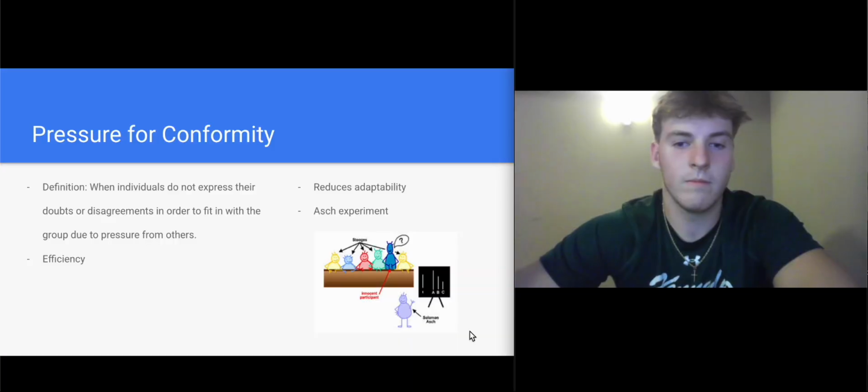Pressure for conformity is the next symptom of groupthink. This is when individuals do not express their doubts or disagreements in order to fit in with the group due to pressure from others. This actually can be beneficial in some situations because sometimes it makes decisions more efficient, but oftentimes it makes it so huge flaws are not revealed, weakening the group.